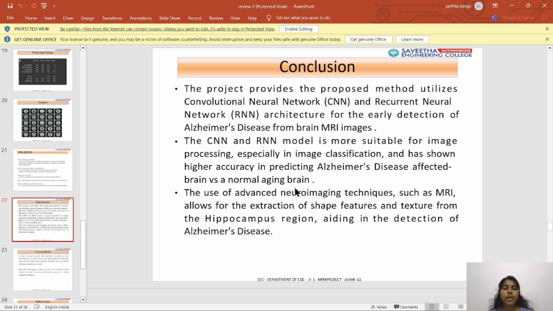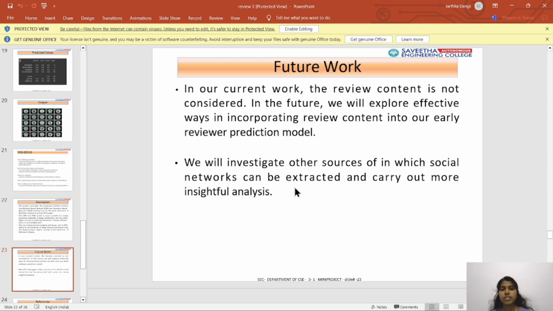So the conclusion of my project is that the proposed method utilizes a convolutional neural network and recurrent neural network architecture for the early detection of Alzheimer's disease from brain MRI images. The use of advanced neuroimaging techniques such as MRI allows for the extraction of shape features and textures from the hippocampus region, aiding in the detection of Alzheimer's disease. And this is the future work. We will investigate other sources of data, from which social network can be extracted, and carry out more significant analysis.